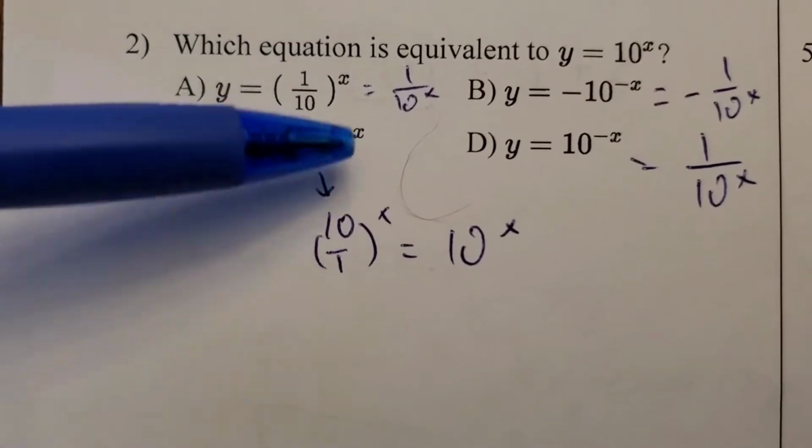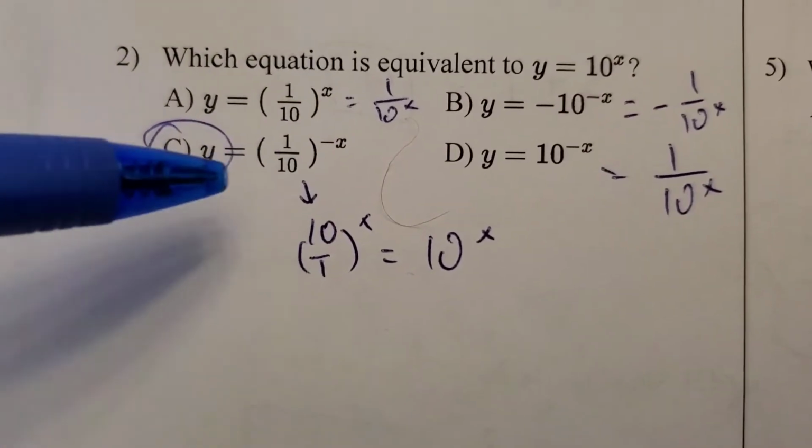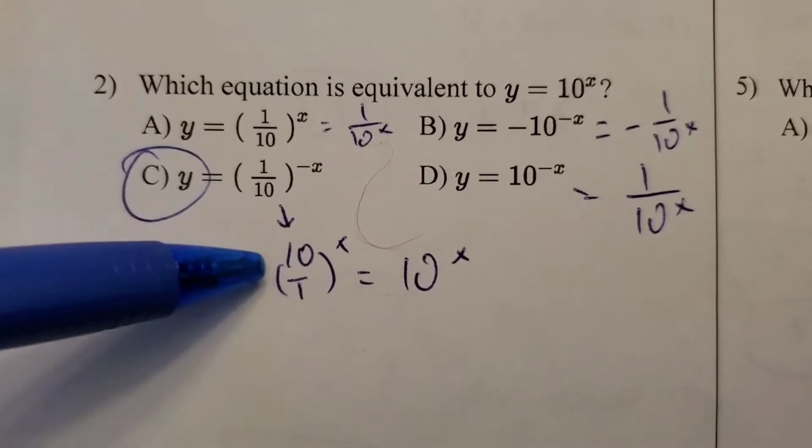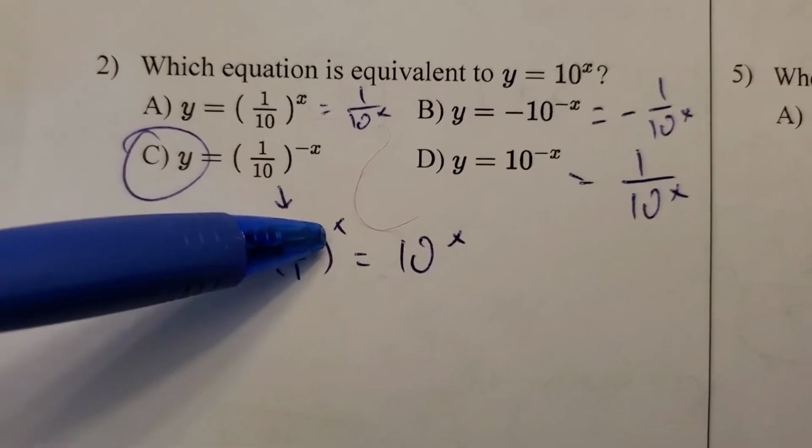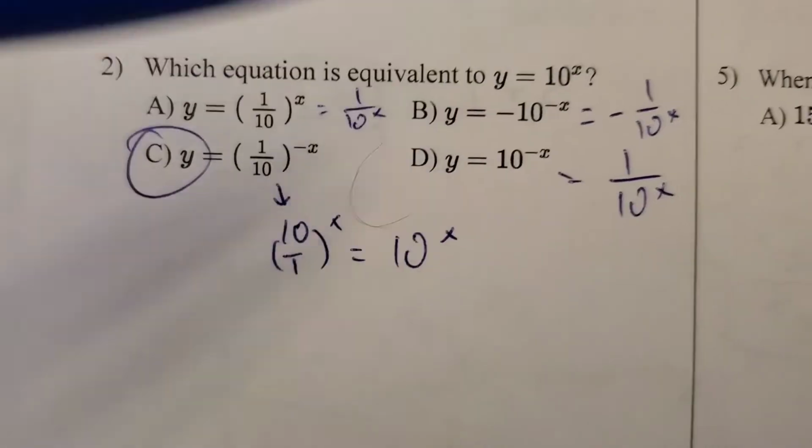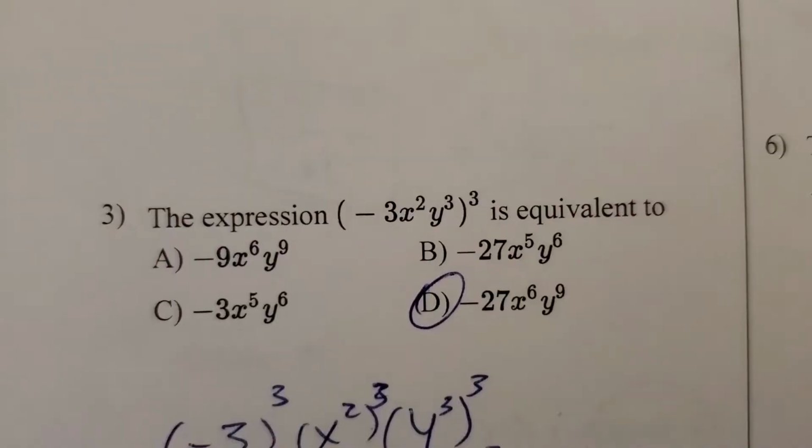For the third one, we have 1 over 10 to the negative x. Well, 1 over 10, we take the reciprocal. We get 10 over 1. Raise that to the x power, and that's just 10 to the x. And that's why that's the answer.